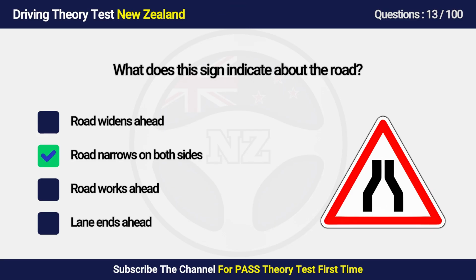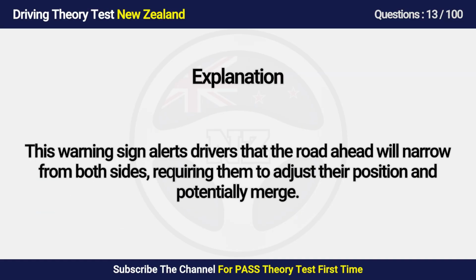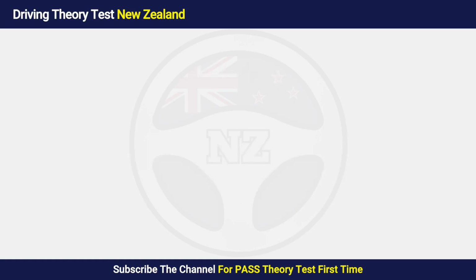Answer is B. Road narrows on both sides. This warning sign alerts drivers that the road ahead will narrow from both sides, requiring them to adjust their position and potentially merge.